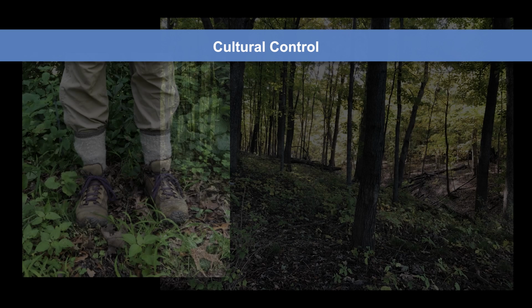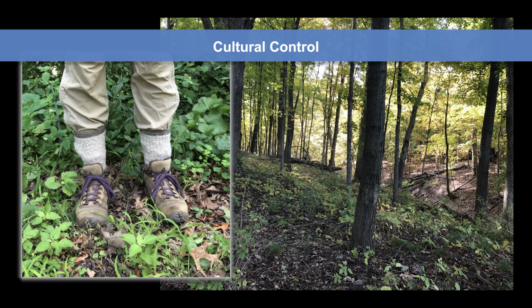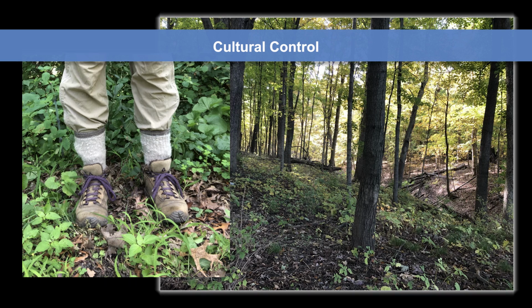At the base of the pyramid is cultural control. Cultural control tactics are behavioral changes we can make to reduce our likelihood of coming into contact with ticks and mosquitoes. Examples of cultural control include wearing clothing that keeps out vectors, such as long pants and long socks, or avoiding vectors by staying away from environments where you are likely to encounter them.